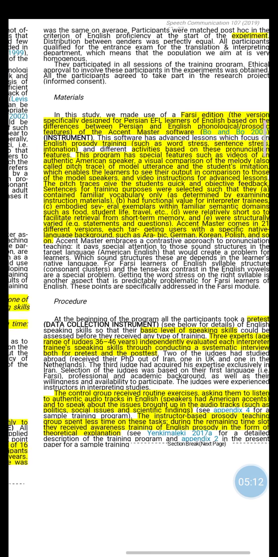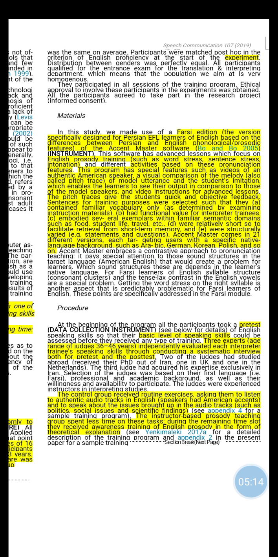Yeah, the data collection instrument, the pre-test. See here the basic level of speaking skill, and then they were assessed by 3 experts from age 36 until 46 years. These experts were PhDs from Iran, from the UK, and one in the Netherlands.